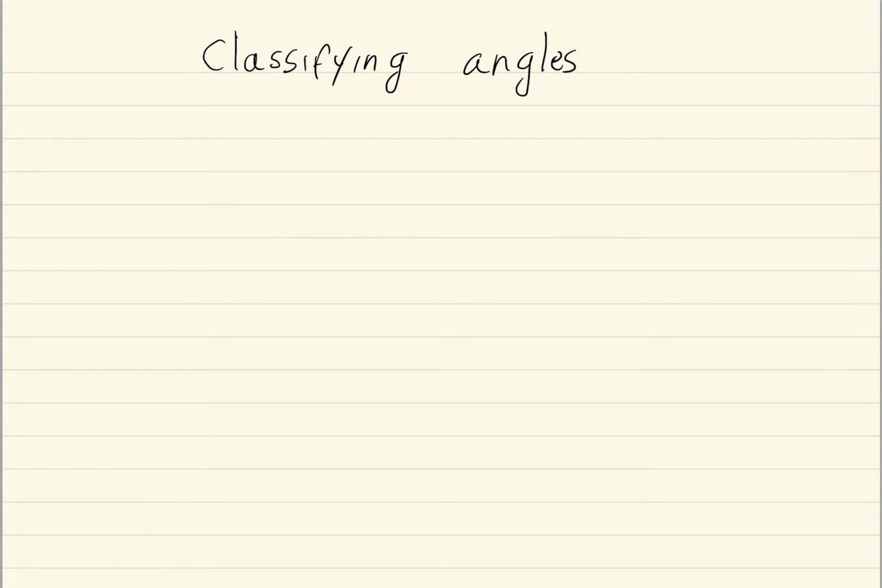We're going to learn today how to classify angles, specifically 4 ways to classify angles. So the most common angle is the 90-degree angle. I'm just going to draw it here. So the way to classify this is called a 90-degree angle, and it's more specifically called a right angle.